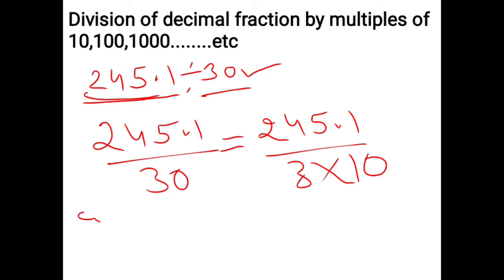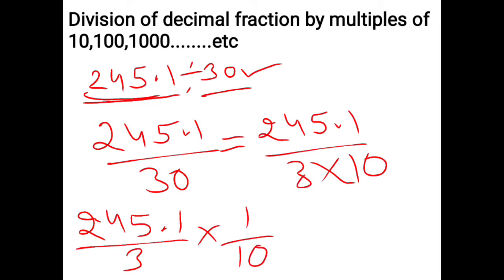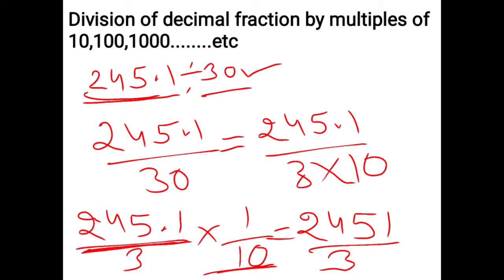Then what will you do? 245.1, okay, divide by 3 and multiply by 1 upon 10. This is another term. Now you can divide this number by 3, and remove the decimal by this 10. So what can you write? You can write 2451 divided by 3. Now simply you can solve that. Simply by 3 you can divide easily.